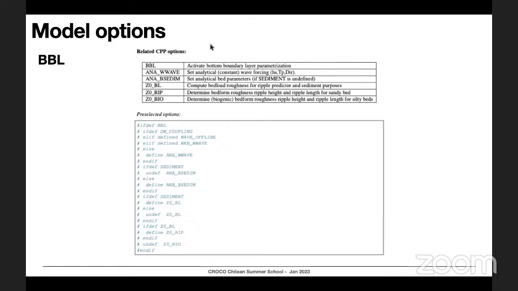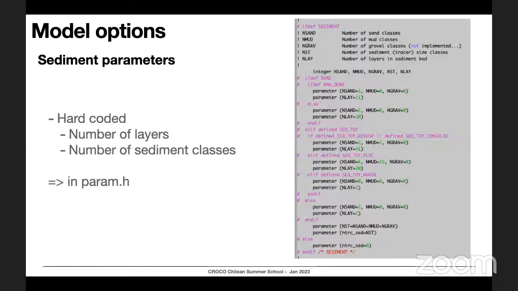And then you need to have one option for the wave. Either you have wave data, or you will use some analytic values for a wave. And then if you go really into sediment, some sediment parameters are hard-coded. You have the number of layers of sediment, and the number of sediment classes. This is in param.h, like the one you use to define, for instance, the dimension of your domain.